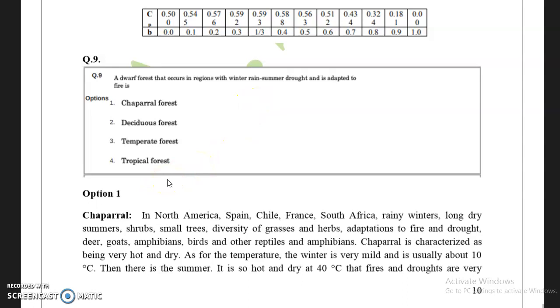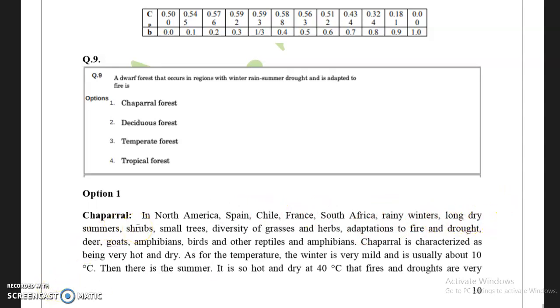So we need to understand that winter rain, summer drought is first of all a characteristic feature of North America, Spain, Chile, France, South Africa. Then they are talking about fire and dwarf forest. So there is a forest called chaparral forest or vegetation, which is found in these regions, and these regions have long dry summers.